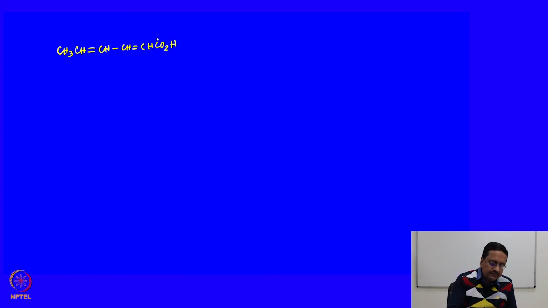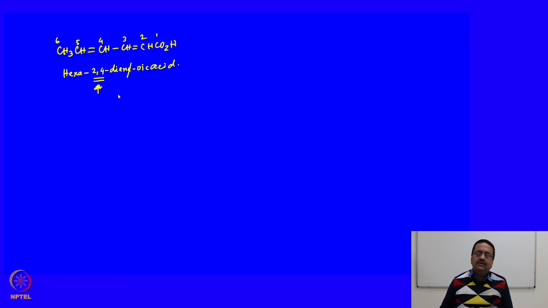So, the name of this compound should be 1, 2, 3, 4, 5, 6. So, the name of the compound should be hexa-2,4-dienoic acid. So, here that E should be dropped. So, it should be dienoic acid, but you would have to identify the correct stereochemistry at 2 and 4 positions and draw all the isomers yourself.